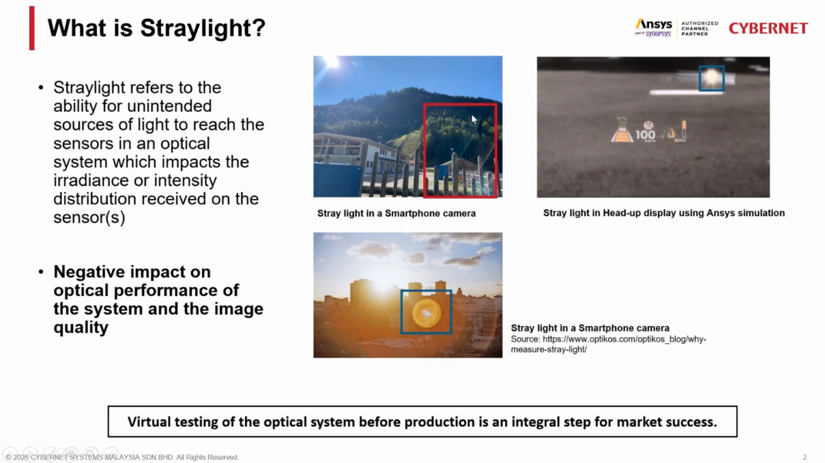So as you can see in the photo, this shows Straylight inside a smartphone camera. You will see some circular rings on the image. Also in this head-up display simulation, you can see some unintended intensity light on the screen, which can blur the focus point. And this is also a smartphone camera with Straylight: because the sunlight is too strong, there is internal reflection, and you can get the ring and also the flare.